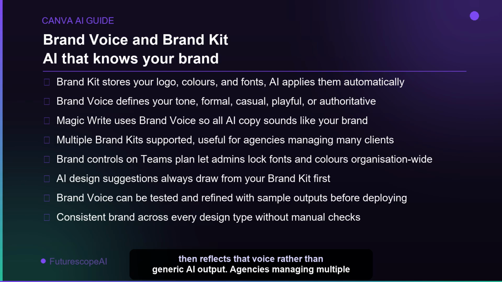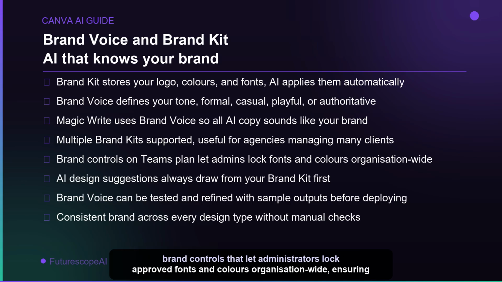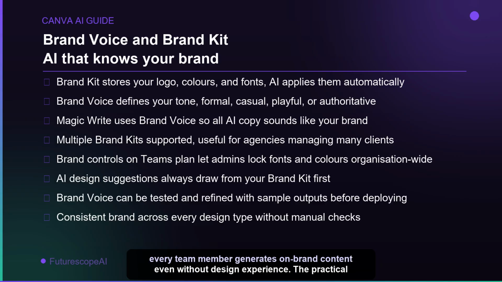Agencies managing multiple clients can set up separate brand kits for each client and switch between them when working on different accounts. Teams and enterprise plans add brand controls that let administrators lock approved fonts and colors organization-wide, ensuring every team member generates on-brand content even without design experience. The practical benefit: a marketing team of 10 people all generating AI content produces consistent, on-brand output without a designer reviewing every piece.